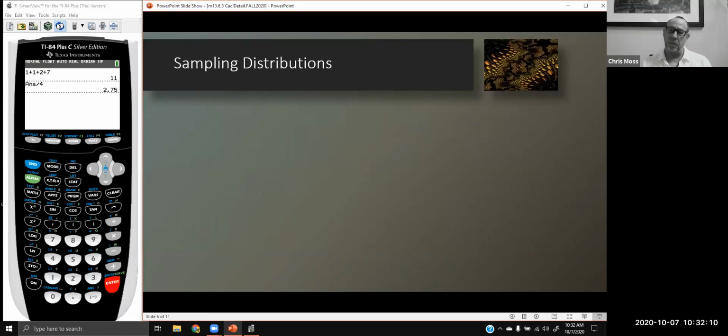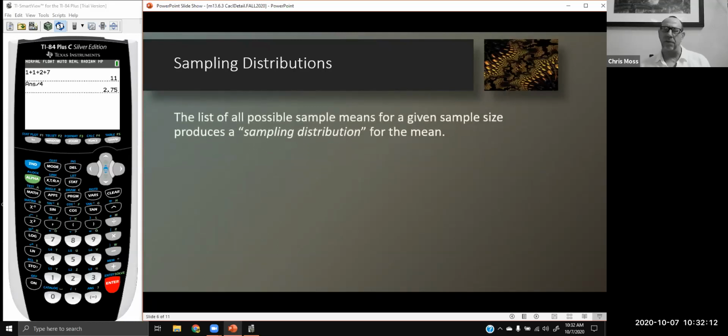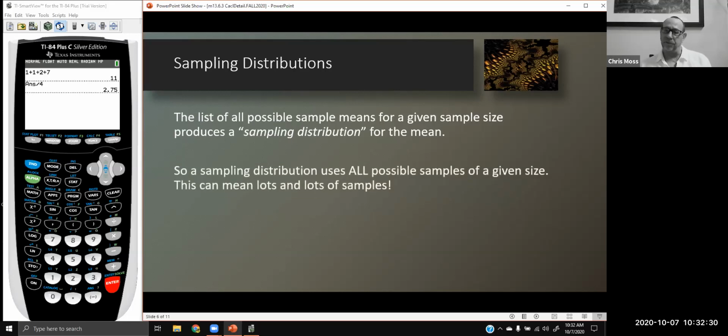So if I take all of those sample means, put them all together, I get what we call a sampling distribution, at least for the mean in that first example there. What was the commonality there? The sample size was the same in every case, and we looked at all possible samples of a given size. It's important to keep that in mind. This can really mean a lot of samples in terms of the theory that we will be addressing soon enough in section 6.4.